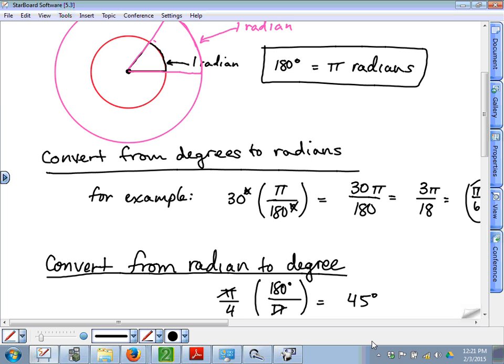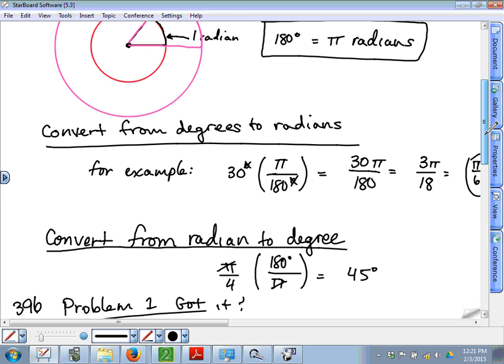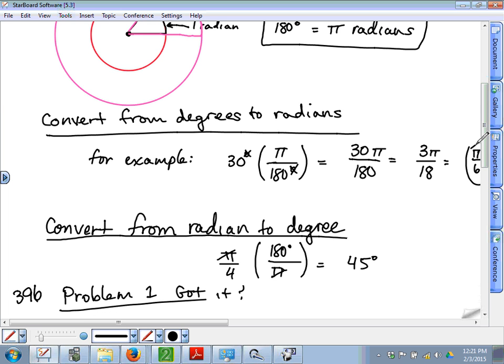And this is just dimensional analysis, like you would do in a chemistry class. So get your books out to page 396. Problem 1. Do all 4 of them. A, B, C, and D.